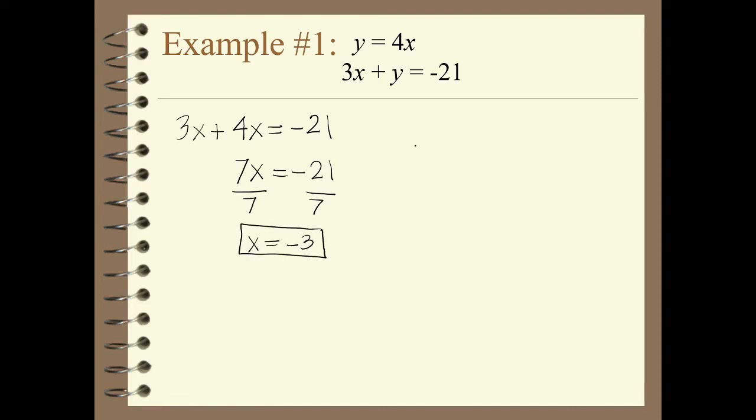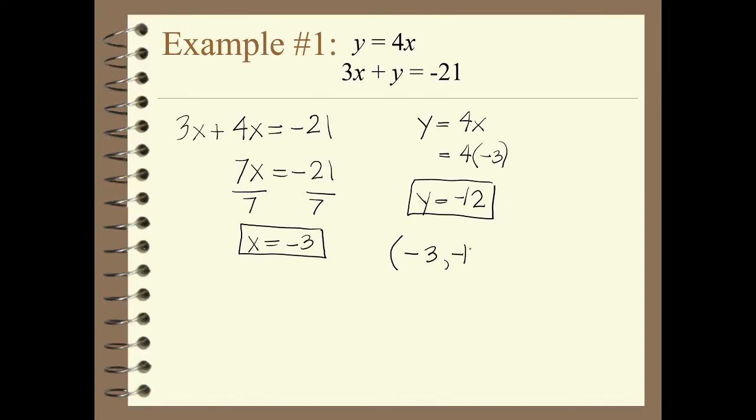Okay? Now, solving the variable y, I will be using equation number 1 because it's easier. 4x. So you substitute 4 times negative 3, and you will be getting negative 12 for your y. And what is our solution here? It's negative 3 and negative 12. Okay? And you know how to do the checking already.